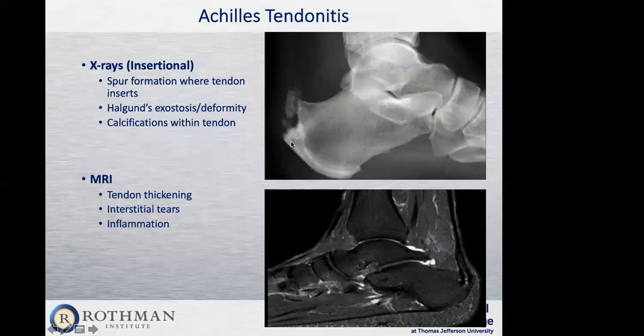Additionally, there can be an entity referred to as a Haglund's exostosis or deformity. And that's this spike of bone. This looks like a shark fin here coming off the back of the heel bone. Normally the back of the heel bone should be nice and rounded.